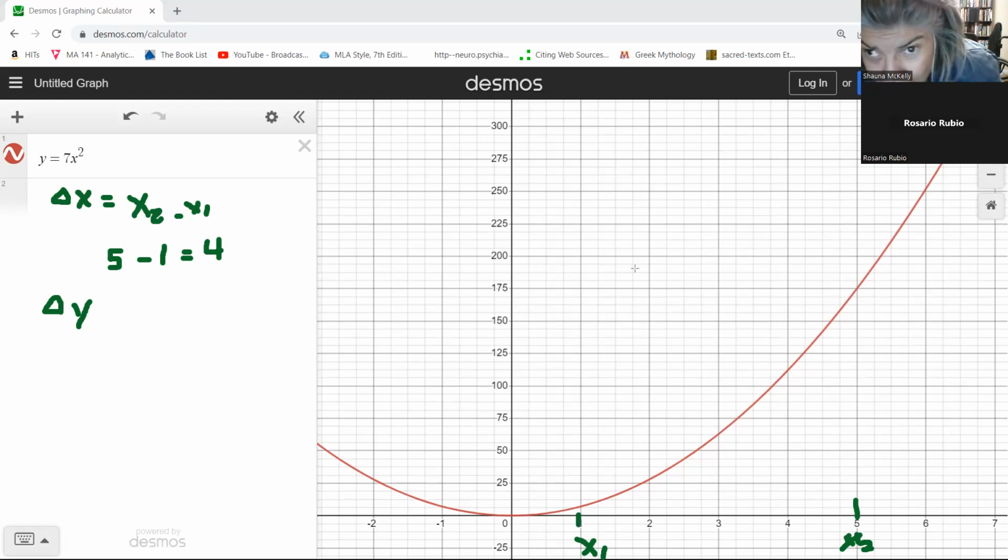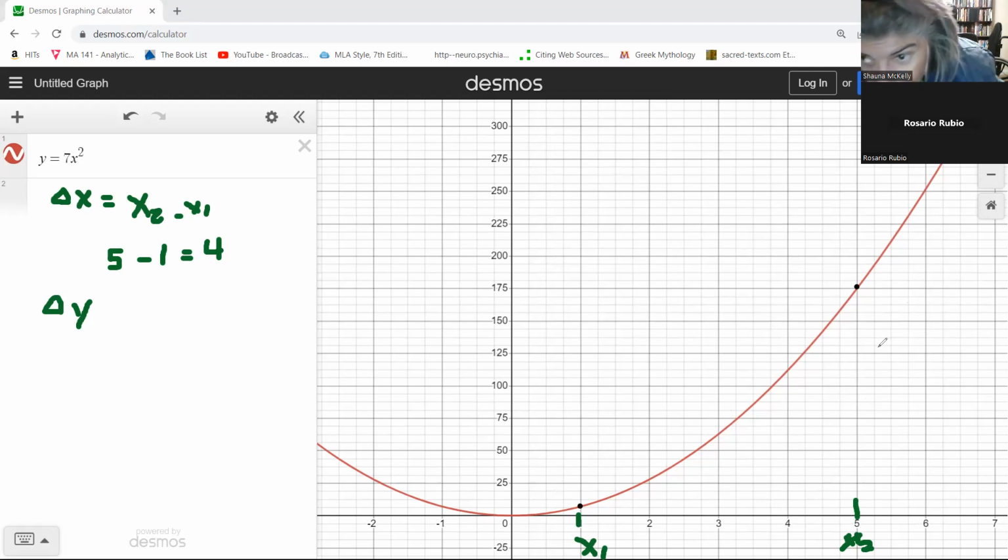Now, y1, let me go and make, what should we make? How about we make black? Okay, so y is the point that's actually on the curve. Okay, so delta y is actually that point there and this point here. All right, there they are.